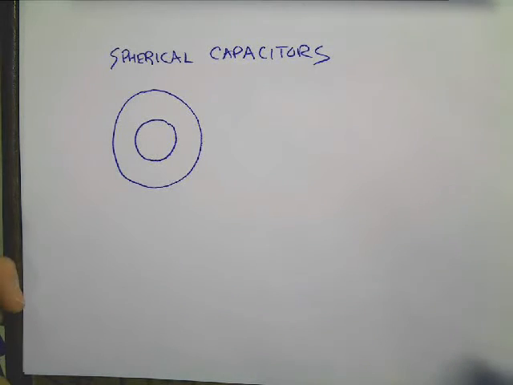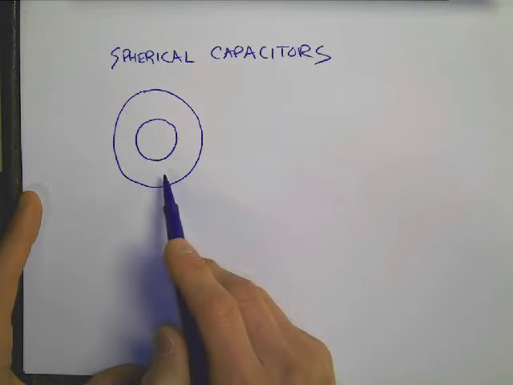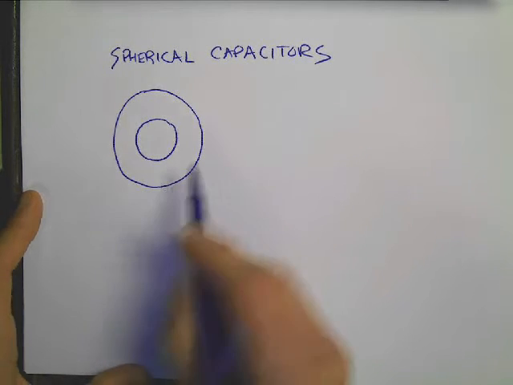Okay, in this lesson I'm going to derive the capacitance for a spherical capacitor, and this is a different type of geometry. Capacitors can have many geometries. We've kind of looked at the parallel plate geometry in a lot of detail. So in this particular geometry you have two conductors which are concentric spheres.